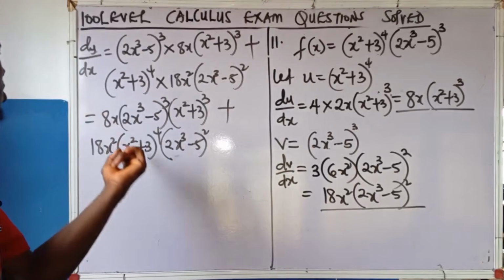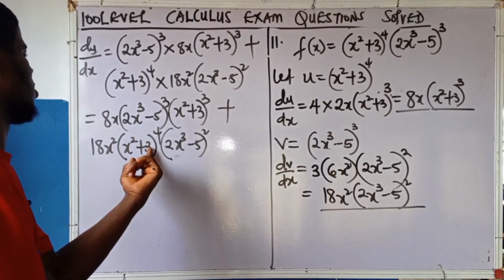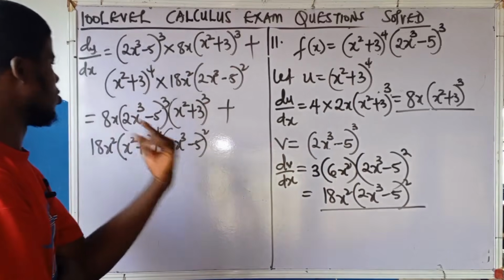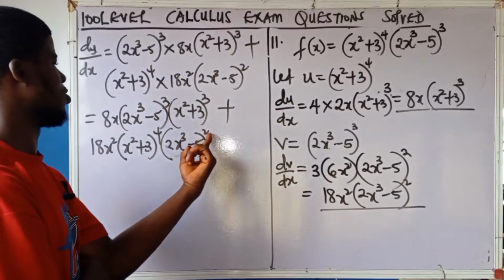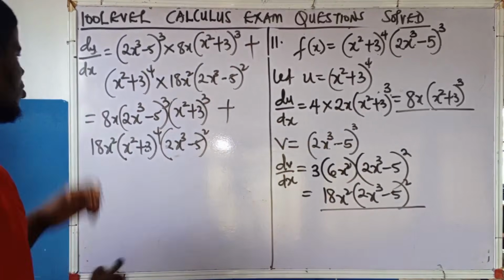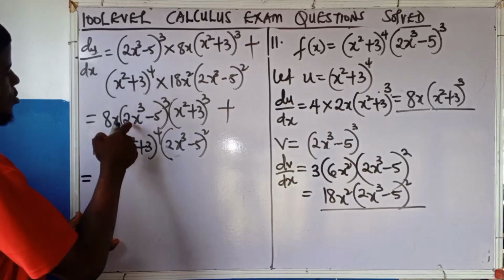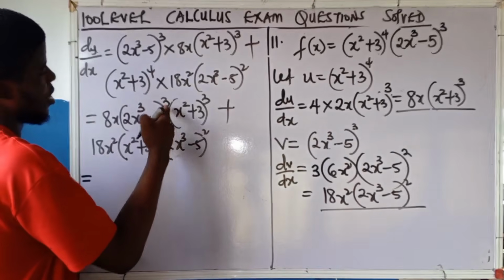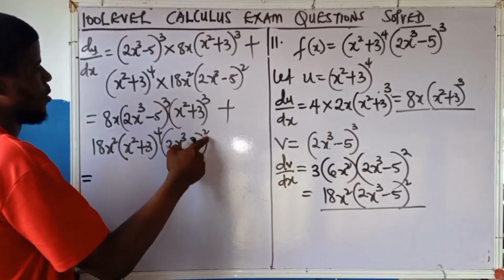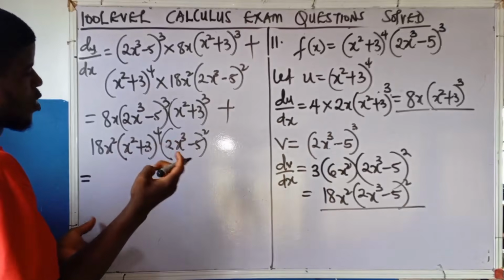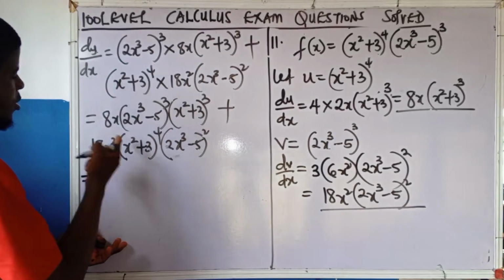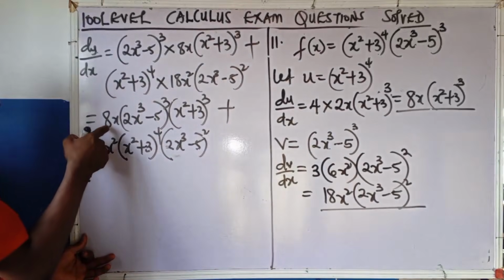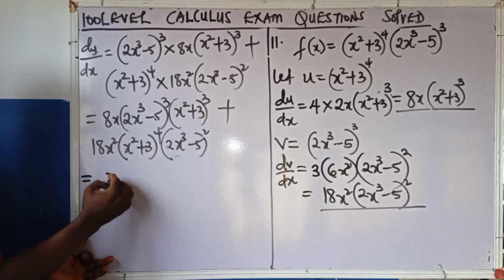Yes, see something. x squared plus 3 is here, is also here. But this one has the power of 3, this one has the power of 4. 2x cubed minus 5 is here with a square, this one with a cube. So I want to bring out (2x cubed minus 5) raised to the power 2. Since it has a 3 here as a power, it has a 2 here. So I will try to bring out a lower power. Okay, by the way, check. x is here, x squared is here, right? So I can bring x.